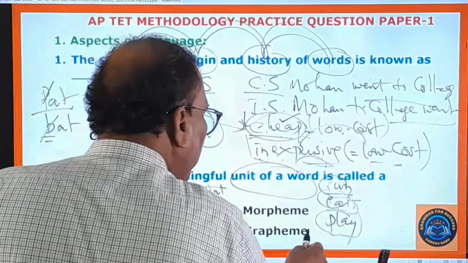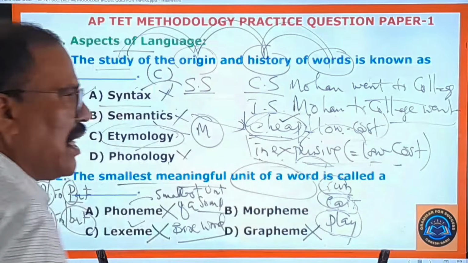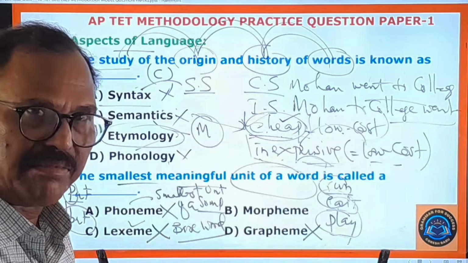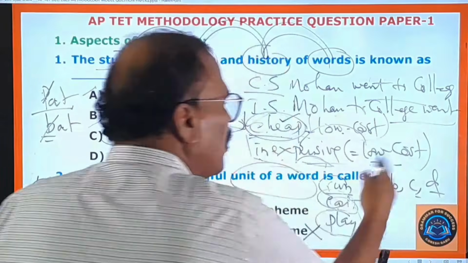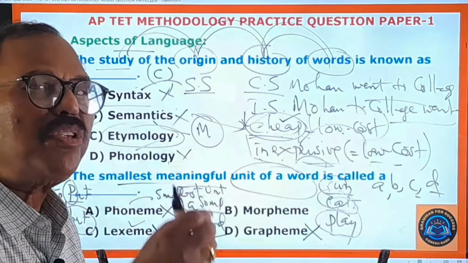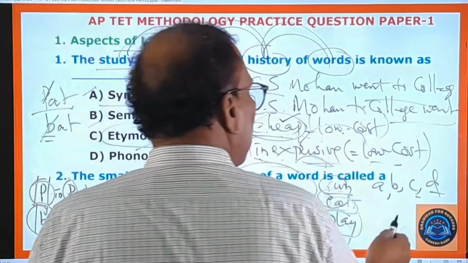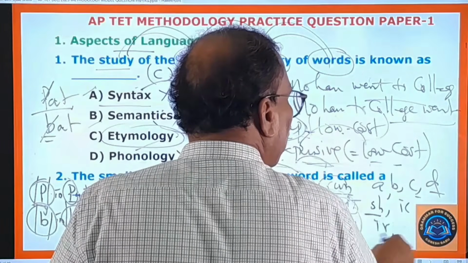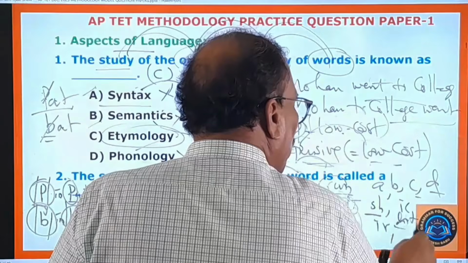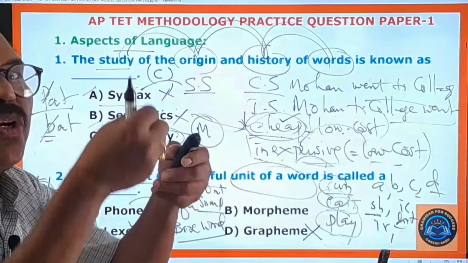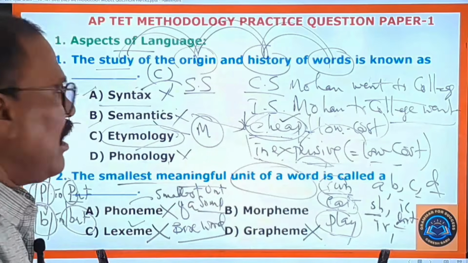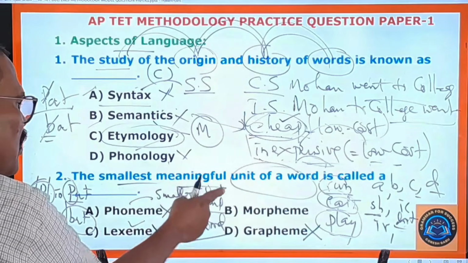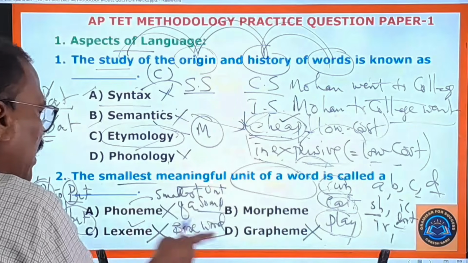And grapheme is there. Grapheme is also not the right one, because a grapheme is the smallest unit of writing. ABCDs, all letters are there. So these are all the smallest units of writing. And also some sounds like sh, ik, ir, dis. So A, C, D are not the right ones.